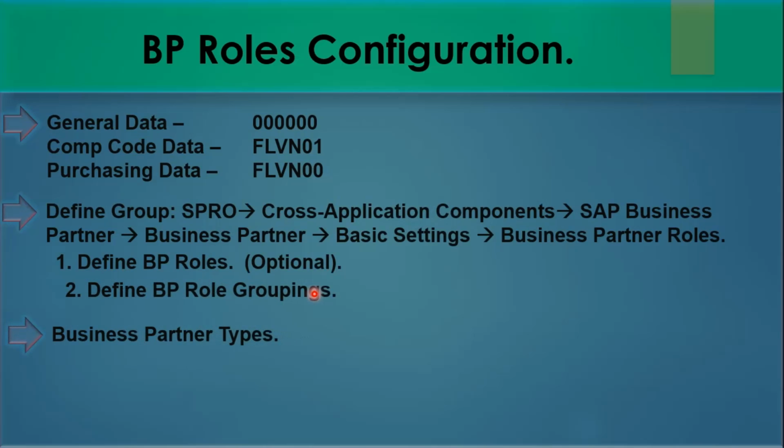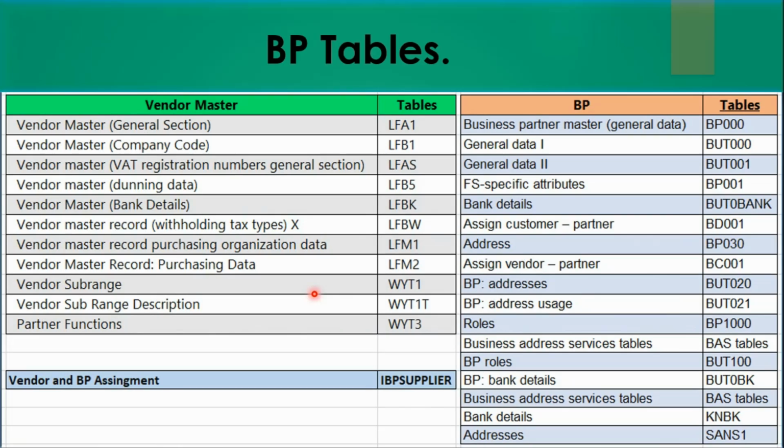Then business partner types, that also we can define. Then tables in BP and vendor master. So there are various tables available. So note that here, even though it's SAP S/4HANA, still the tables for vendor master data are the same that we used in ECC. So you can try the same tables, but for BP there are different tables. In case you wanted some data from a BP point of view, you can use these tables.